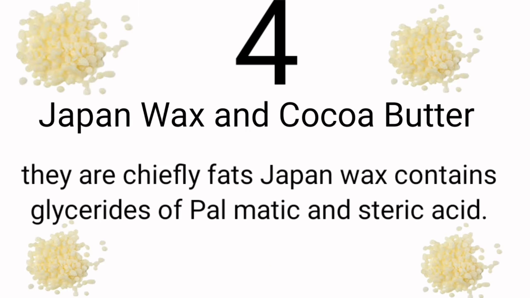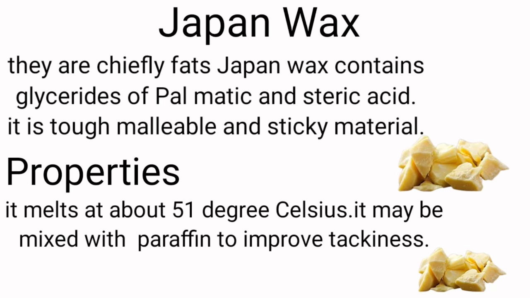Number 4. Japan wax and cocoa butter. They are chiefly fats. Japan wax contains glycerides of palmitic and stearic acid. It is tough, malleable and sticky material. Properties. It melts at about 51 degrees Celsius. It may be mixed with paraffin to improve tackiness.